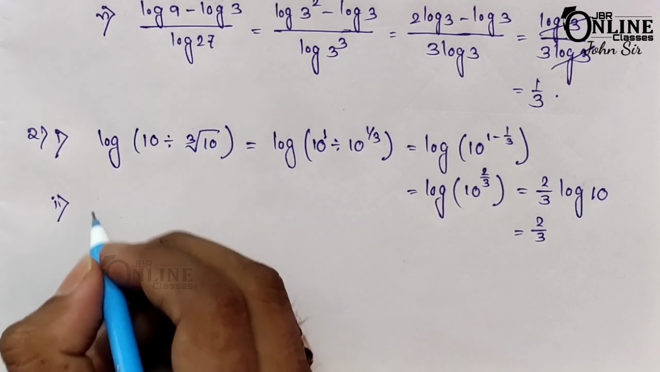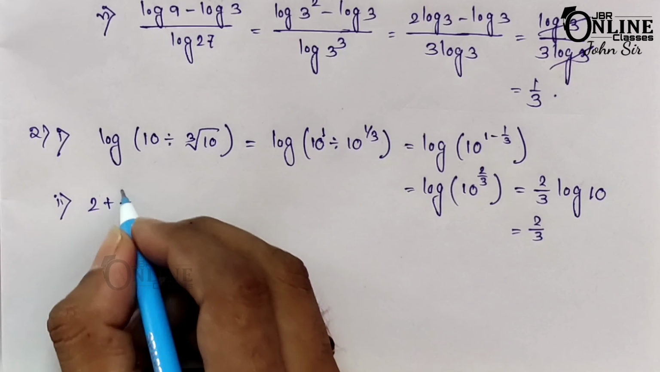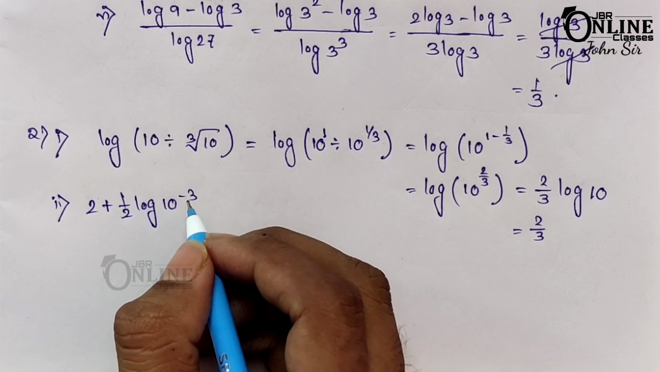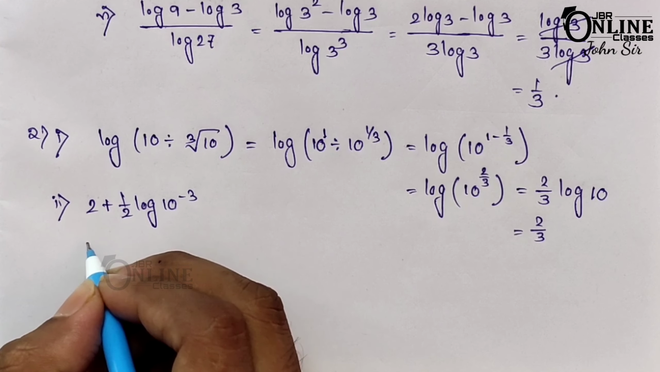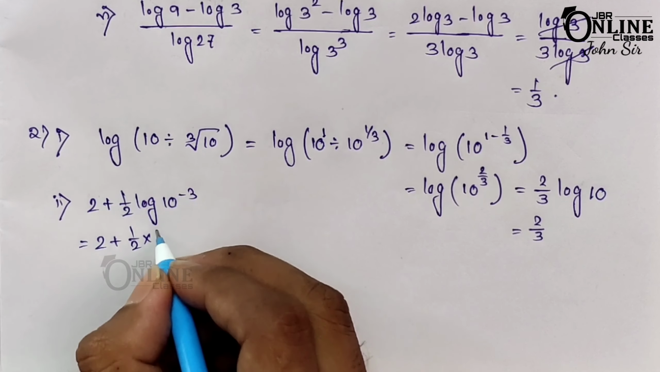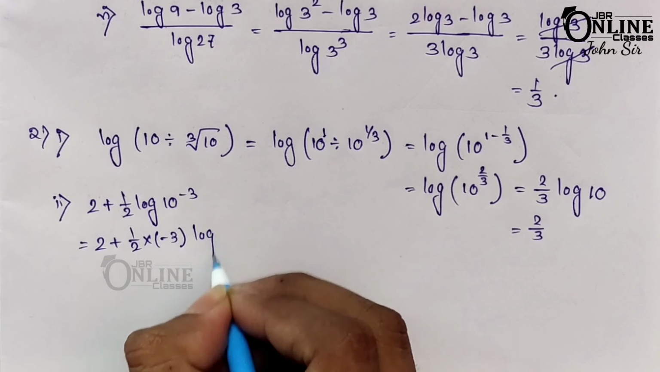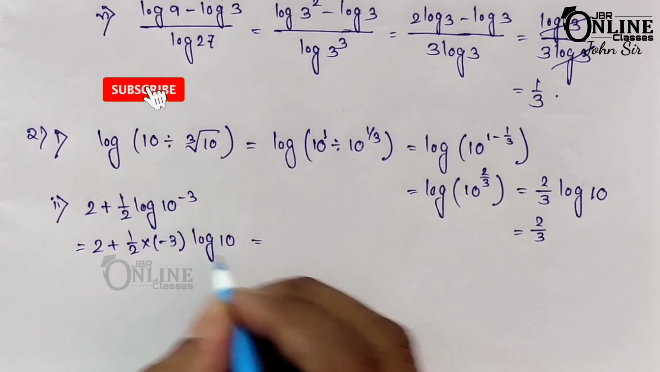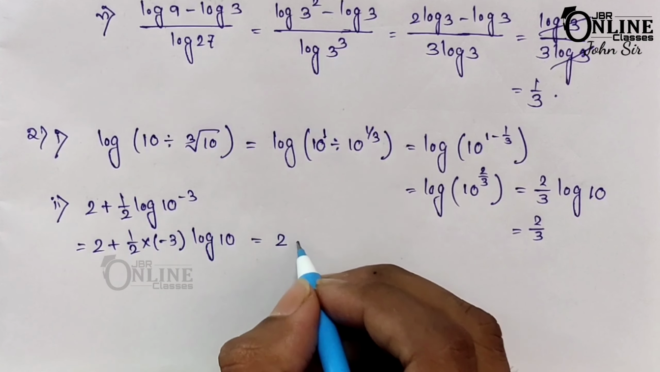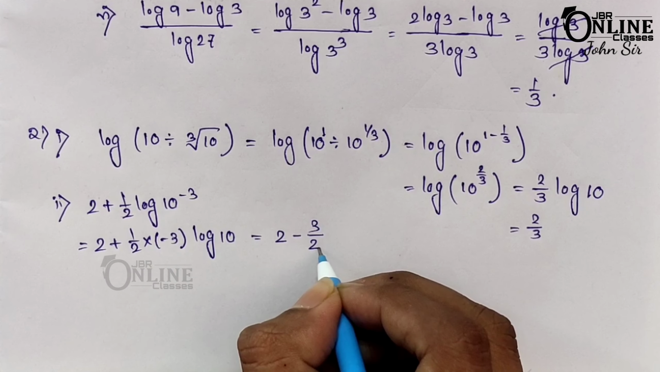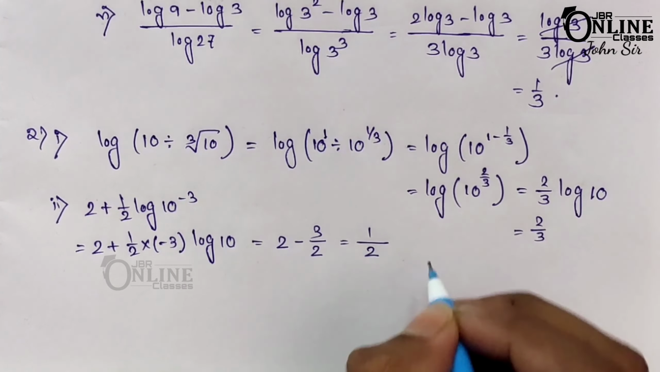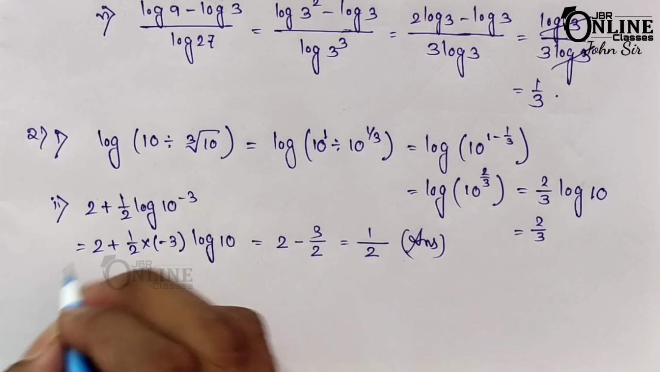Now the next one, sum number 2: 2 plus half log 10 to the power minus 3. That will be 2 plus half into minus 3, and then log 10. As you know, the value of log 10 equals 1. So that means 2, and here plus minus minus, so it's 3 by 2. So 2 minus 3 by 2 will be 1 by 2. So 1 by 2 is the answer.